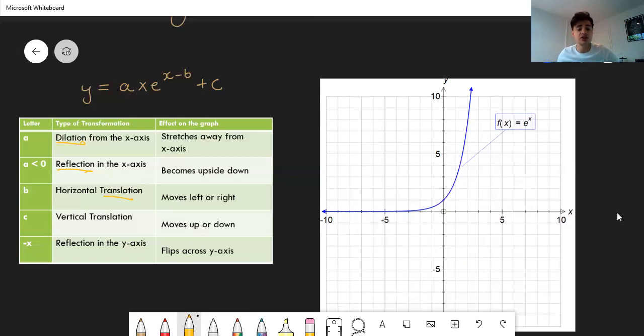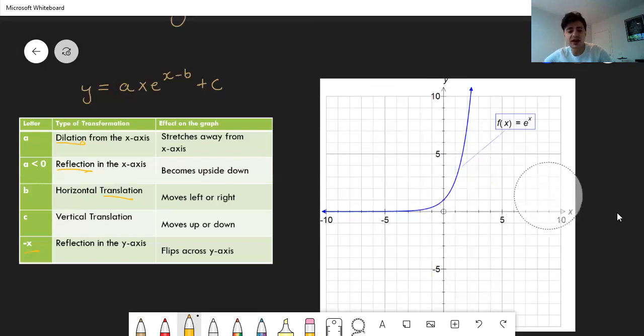The reflection in the y-axis, so this last one over here, occurs if we put a negative in front of the power. And a reflection in the y-axis is just a mirror image reflection across the y-axis like that. So instead of flipping it upside down, we are flipping it across the other axis. So it would just look something like that. It's not a very good drawing, but I hope you get the idea that it's a mirror image across the y-axis.